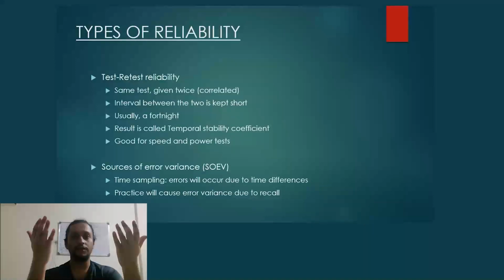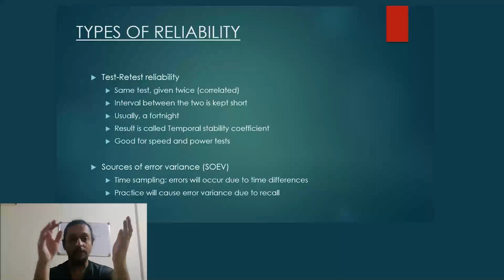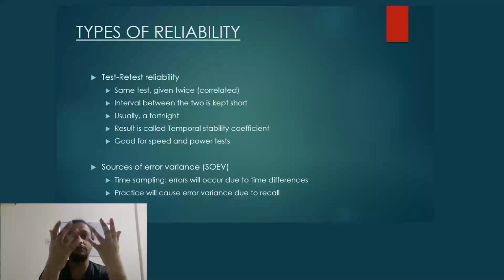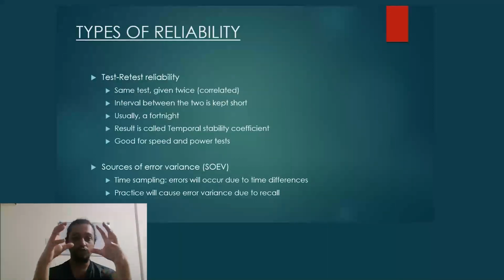So some people in 15 days might still recall the first time they gave the particular test and begin answering similarly. Some people might forget, so they'll answer completely differently. In those 15 days, a lot of stuff could have happened to a person and that might have altered their worldview. So again, there might be a difference. So the source of error variance in test-retest reliability is based just on time sampling.